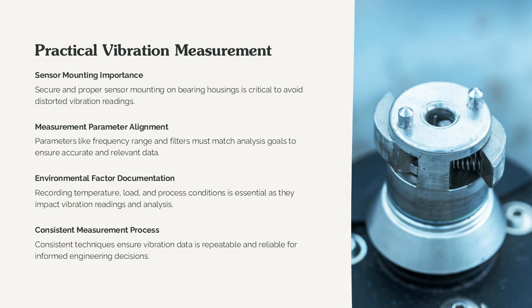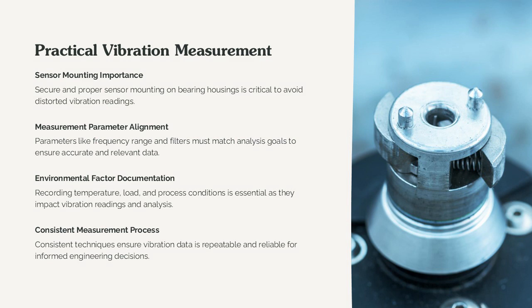Accurate vibration measurement is essential for reliable analysis. Sensors must be mounted securely at appropriate locations, typically on bearing housings in radial and axial directions. Poor mounting can significantly distort vibration readings. Measurement parameters such as frequency range, filters, and averaging must align with the analysis objective and applicable standards.